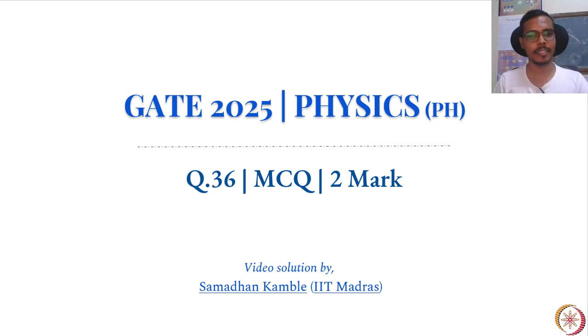We are at question 36. This is a 2-mark question. It falls under atomic physics and quantum mechanics. The problem asks us to calculate the first ionization potential of helium using the concept of screened nuclear charge within the framework of the Bohr model. We have 4 options to choose from.